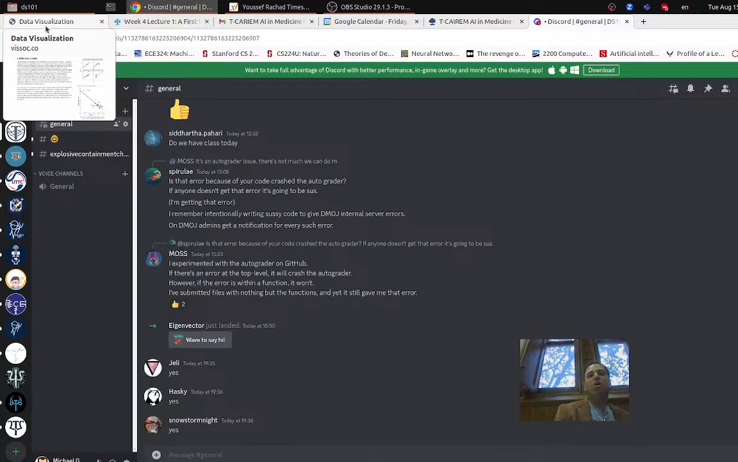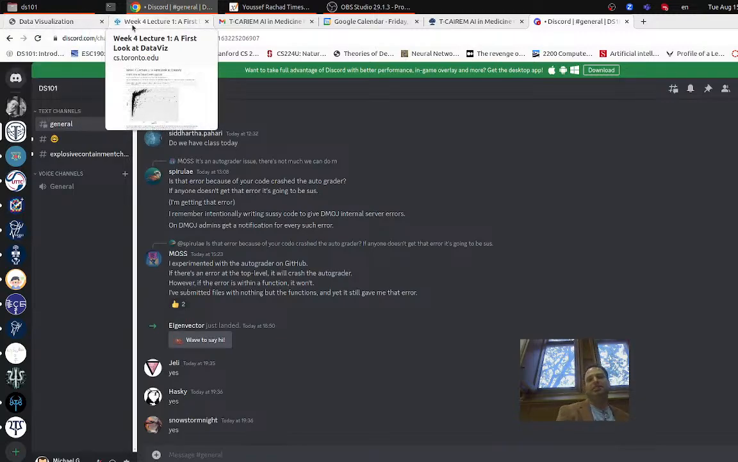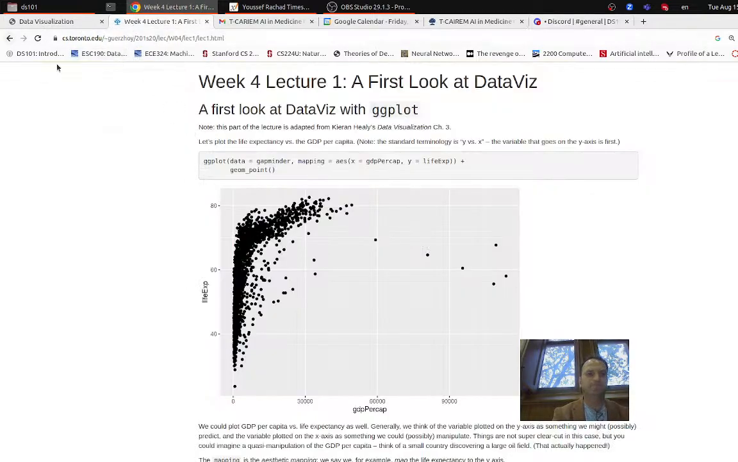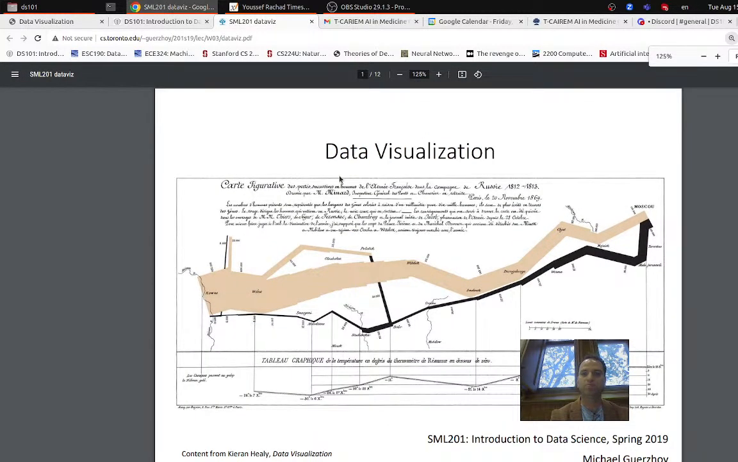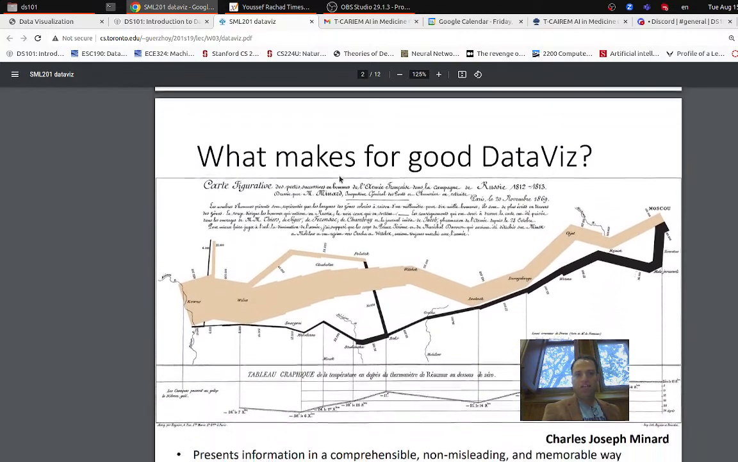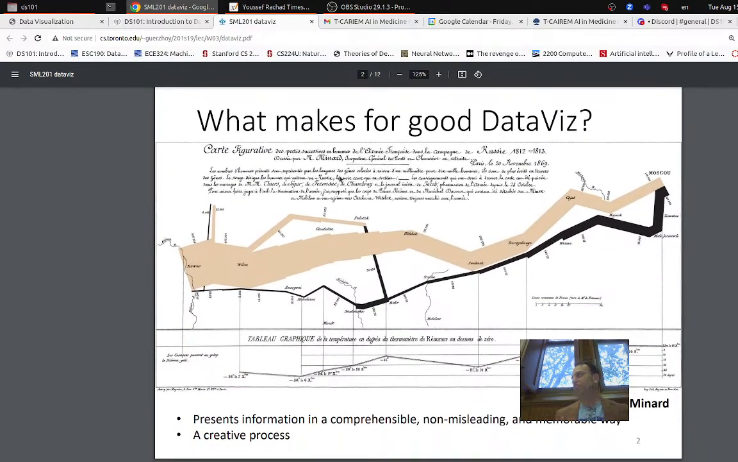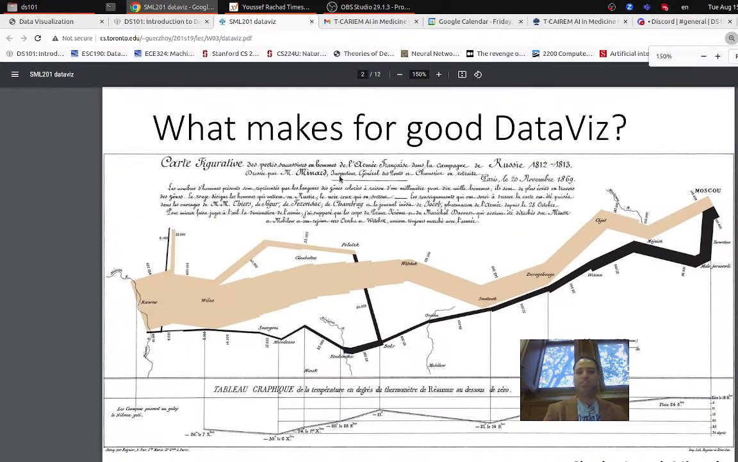Okay. So what I want to do today is talk a little bit about data visualization, both conceptually and in practice in R. So we are over here. So what makes for, so first of all, what's data visualization? Well, it's graphically summarizing the data somehow.